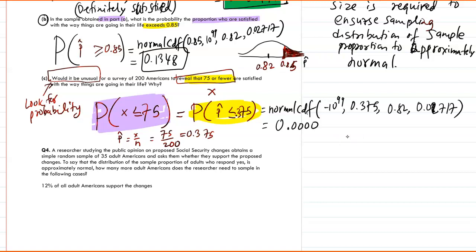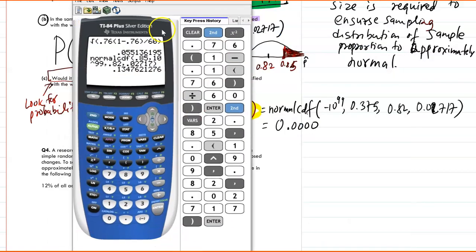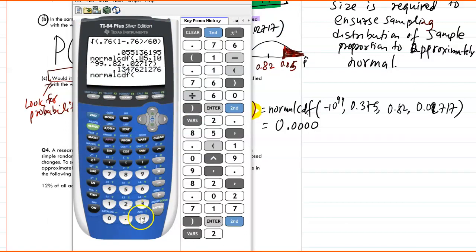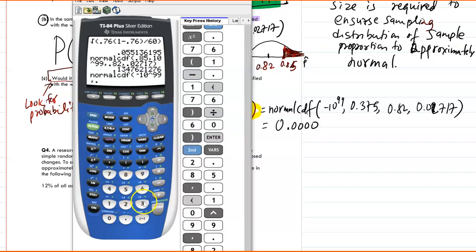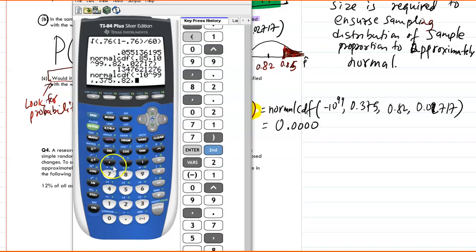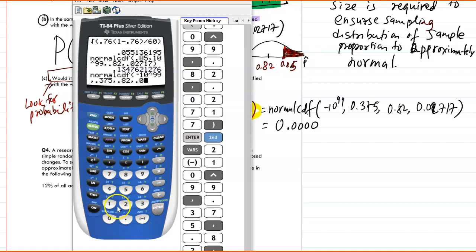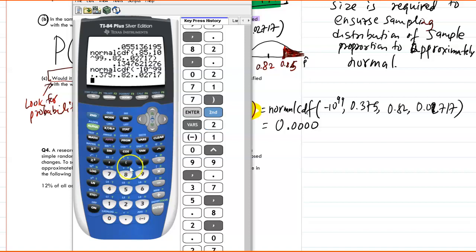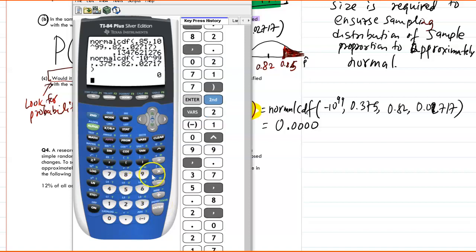It's going to be 0.0000, pretty much 0. Okay, you can try this calculator. Let me just do it for you. Let's do that second, DISTR, number 2, negative 10 to the power 99, comma, 0.375, comma, 0.82, comma, 0.02717, close parenthesis, and let's get 0.